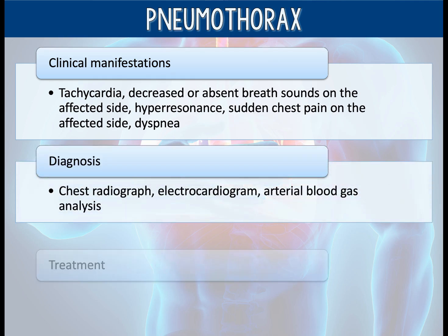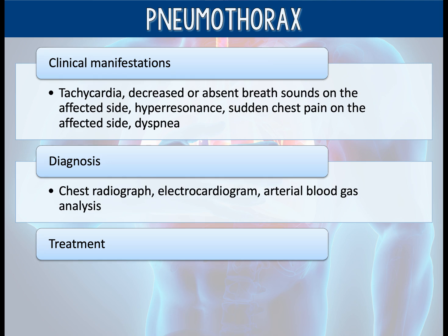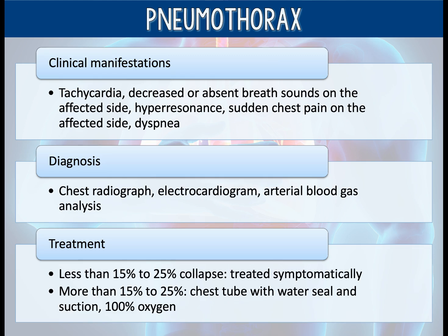How do we diagnose pneumothorax? We do a chest x-ray usually. You can tell on a chest x-ray immediately. And how do we treat it? It depends on the size of the pneumothorax. Because if it's not that bad, then hopefully the body will just absorb it. But if it is more than 15 to 25%, we'll put in a chest tube.